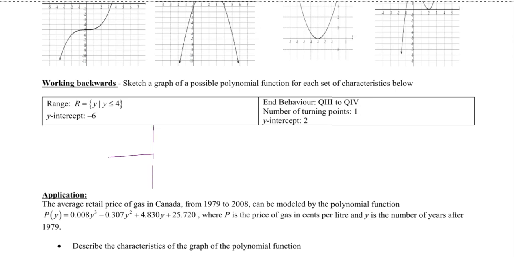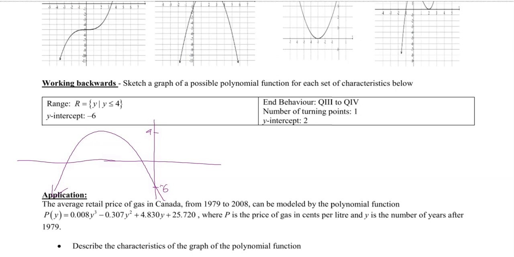So here's what we're going to do. Here's 4. The y-intercept is negative 6. So there's negative 6. Start over. Okay. There's 4. There's negative 6. Okay, so I've got a y-intercept of negative 6, and I got a maximum value of 4.